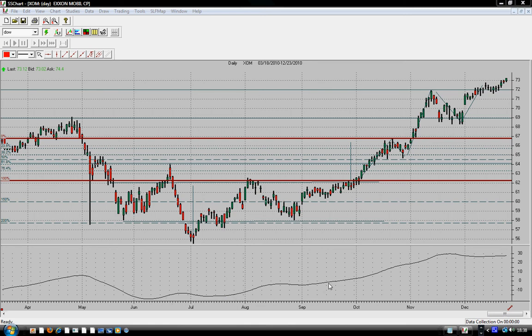I'm using here the true strength indicator with periods 60, 20, and 10. In this particular case, the signal line is not displayed on this chart. So we are using the true strength indicator, period 60, 20. The long period is 60, the medium period is 20, and the signal line is 10.